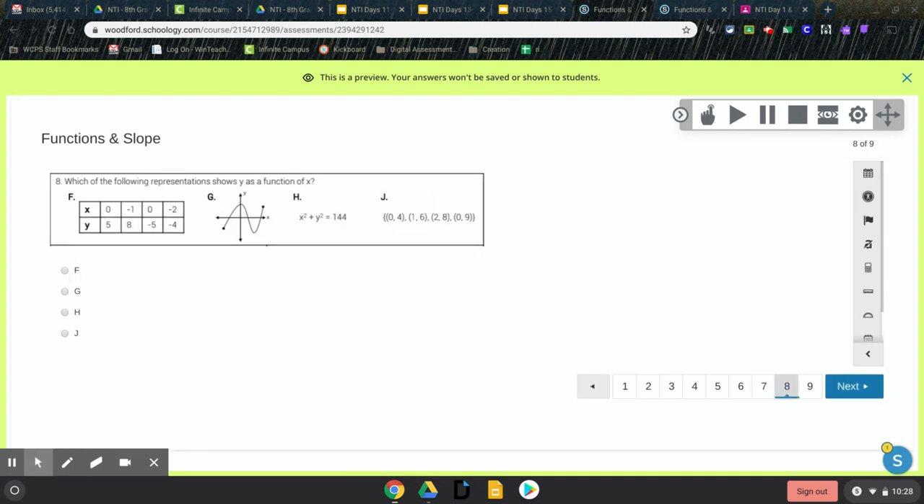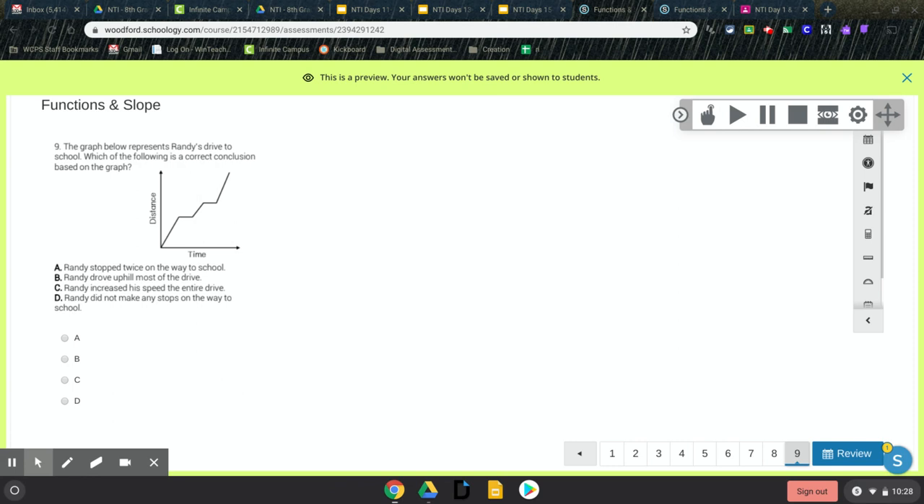All right, which of the following representations shows y as a function of s? It's just which one of these is a function. That's what it's wanting to know. Which one's a function? For f, did the x's repeat? Does this pass the vertical line test? So which one is a function? Use your cheat sheet. Which one is a function? Remember, x's cannot repeat. Needs to pass the vertical line test. All that good stuff.